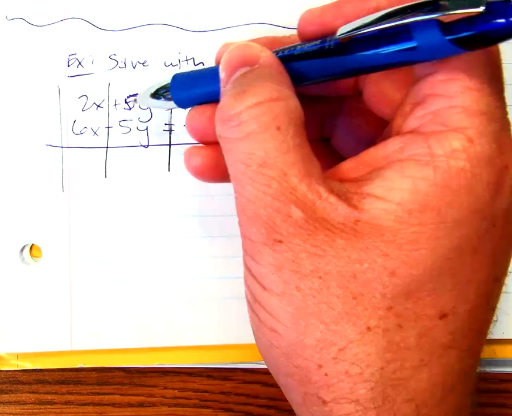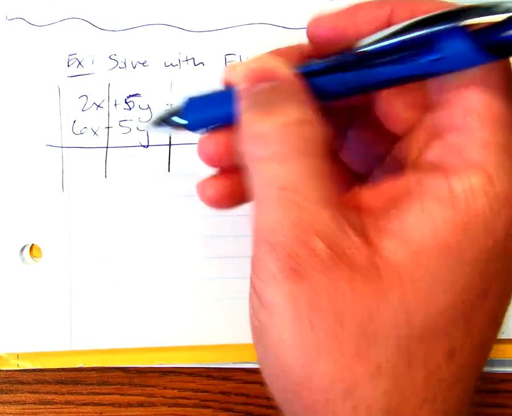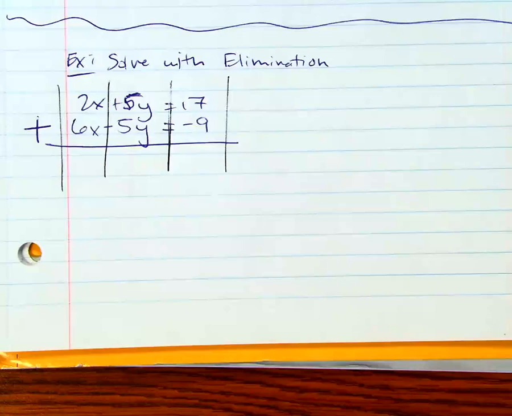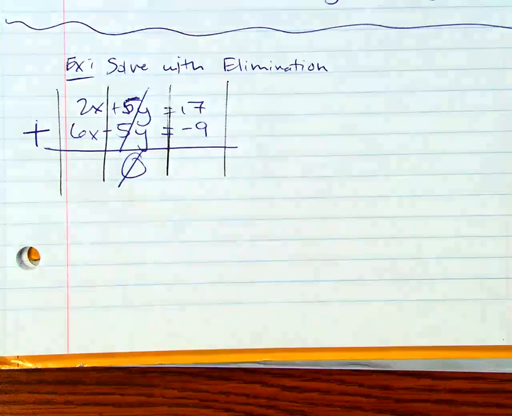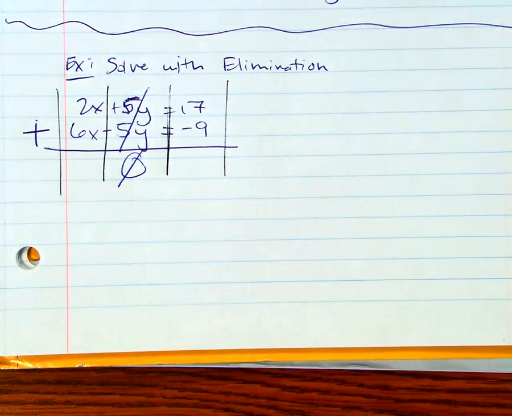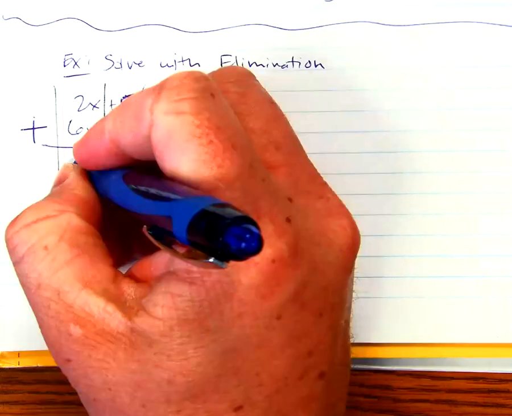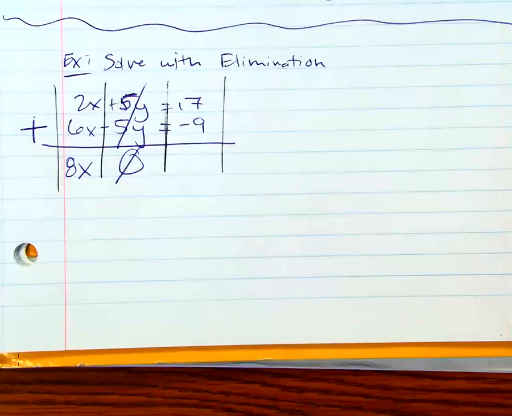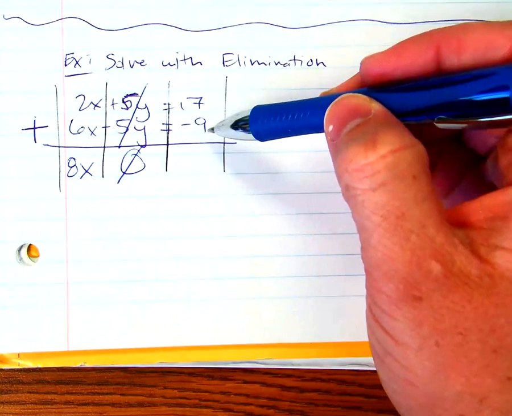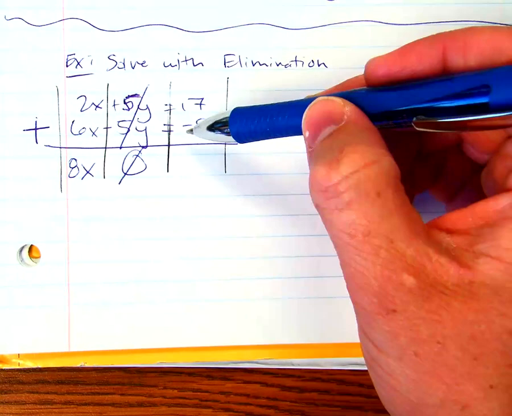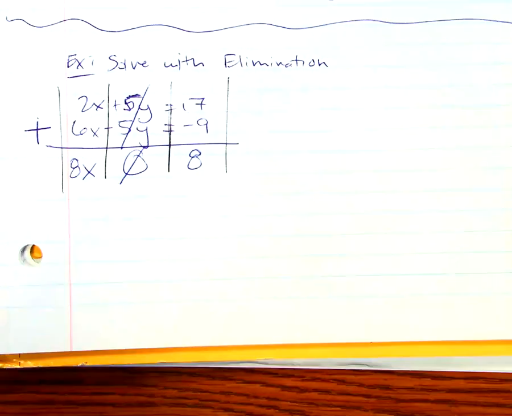So, in this case, 5 plus negative 5, so I'm going to add for all of these things, gives me 0. They will cancel each other entirely. That is exactly what I want. The other two columns, I just add whatever's there. I have 2 plus 6 gives me 8. I have 17 plus negative 9, which is the same thing as saying 17 minus 9, which would be 8.